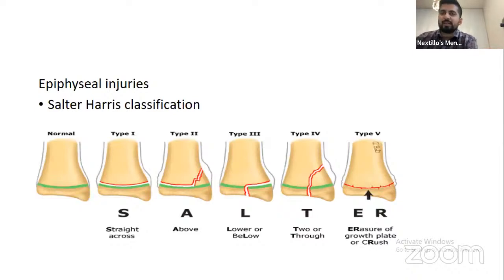So first, let's quickly jump into the Salter-Harris classification, which is commonly used for fractures in children. Now, as you can see here, there are 5 classifications in Salter-Harris classification, and each fracture has been divided accordingly. Now, there is a simple mnemonic for you to remember this classification system.